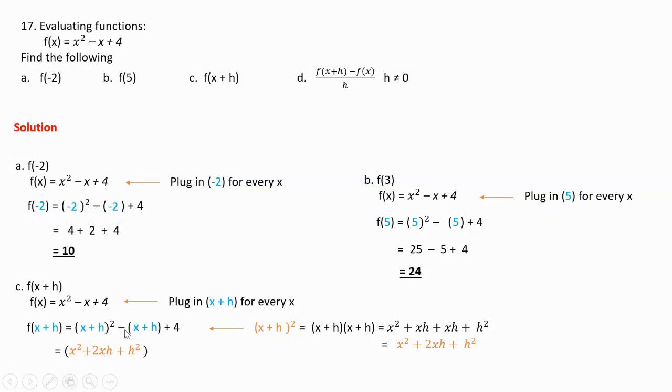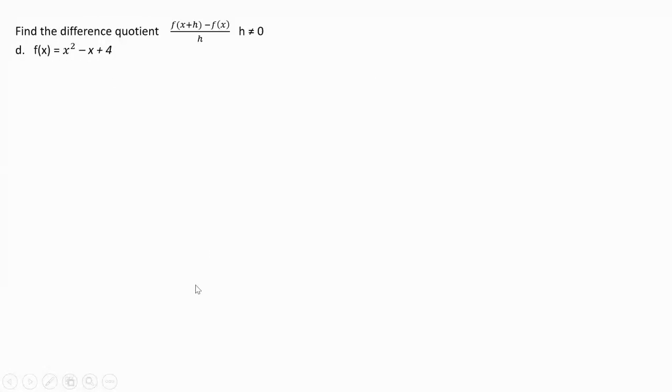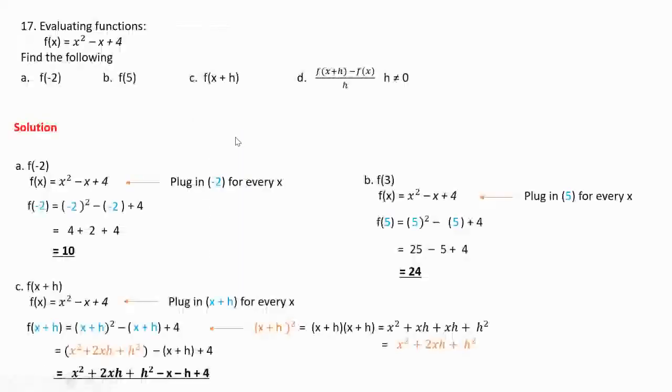Now minus x plus h, which means we're going to multiply negative 1 times x and negative 1 times h. Negative 1 times x gives us negative x, negative 1 times h gives us negative h, and the 4 we just bring down. So this is my result: x squared plus 2xh plus h squared minus x minus h plus 4. And if you notice, none of those terms are like terms. So that's the result right there.